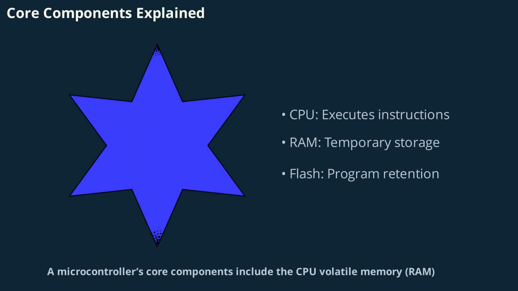Microcontrollers' core components include the CPU, volatile memory (RAM), non-volatile memory (flash), and various I/O ports. The CPU executes instructions and processes data, while RAM temporarily stores data during operation. Flash memory retains program code even when powered off. I/O ports connect the MCU to the outside world, enabling interaction with sensors, actuators, and other devices. Additional peripherals like timers, PWM modules, and ADCs extend the MCU's capabilities for advanced applications.